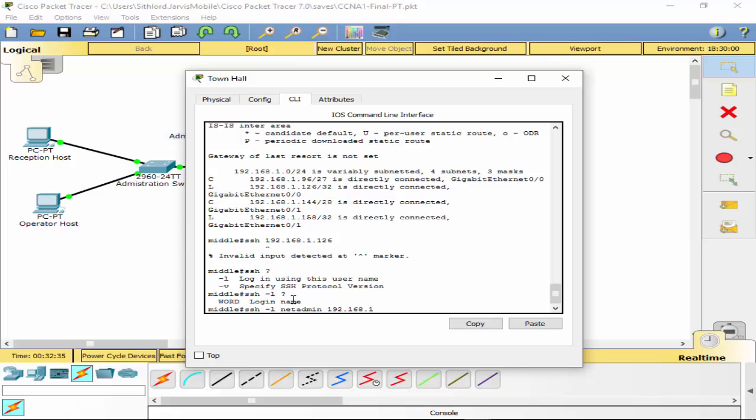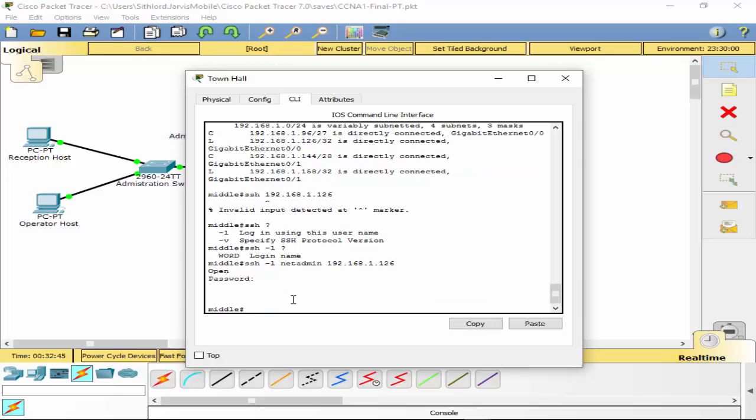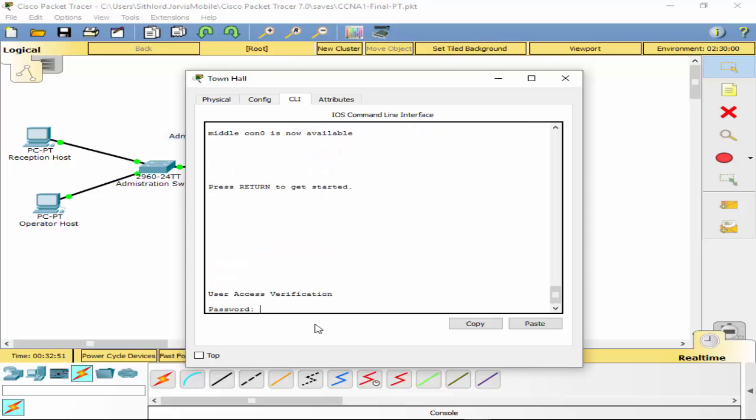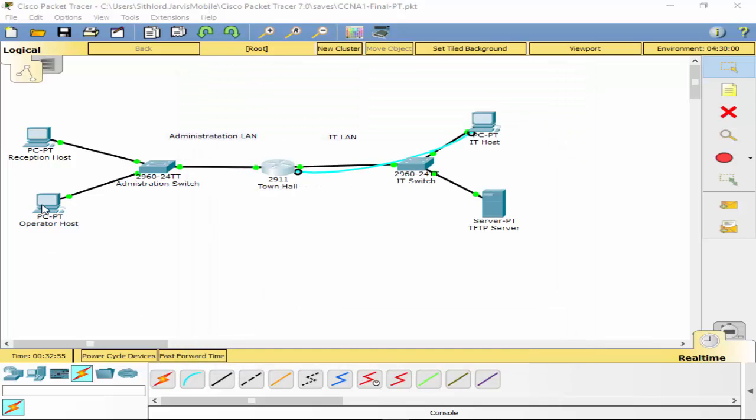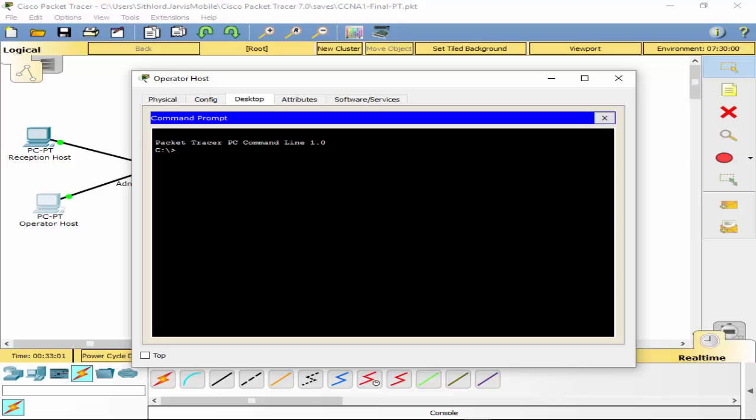So once again, 192.168.1.126. Boom, it's open. We use the password of Cisco_CCNA5. And look, we're in Middle, which doesn't make sense because we were already in Middle, but that's our first way of testing. We see that our other passwords are on there, but now we can test it from, let's say, this device.